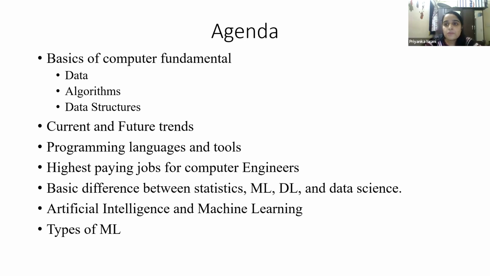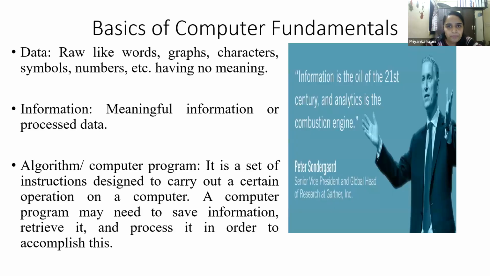Then, when we see the list of jobs which are highest paying today, basically the terms come there: ML, that is machine learning, artificial intelligence, deep learning, data science, statistics. So these terms will come into it. I will explore in brief what all these terms mean and how you can proceed your career in these fields. Then I will introduce briefly artificial intelligence and machine learning and the different types of machine learning.